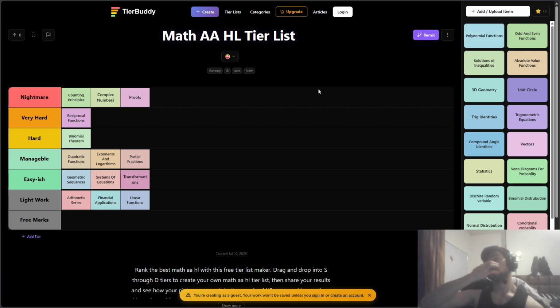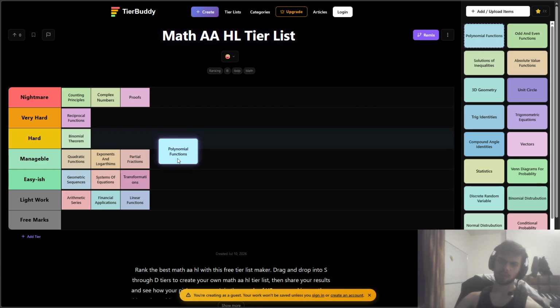Polynomial functions. Okay, so this is where we get, I think it's called Viète's formula for the sum and product. You have the sum of two roots for a quadratic, it's negative b over a, and the product is c over a. And then you have to do long division, synthetic division. I guess it's hard, but is it very hard? Remainder theorem, factor theorem. I put it in hard tier or manageable.